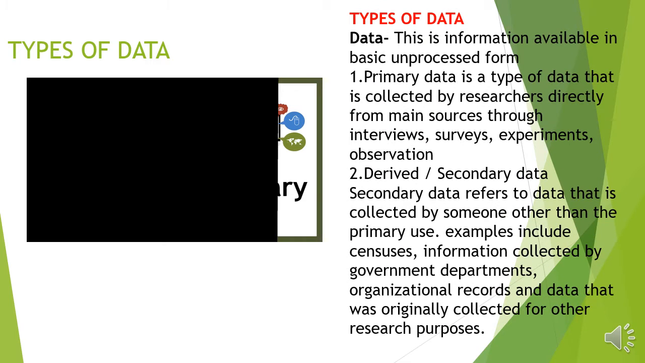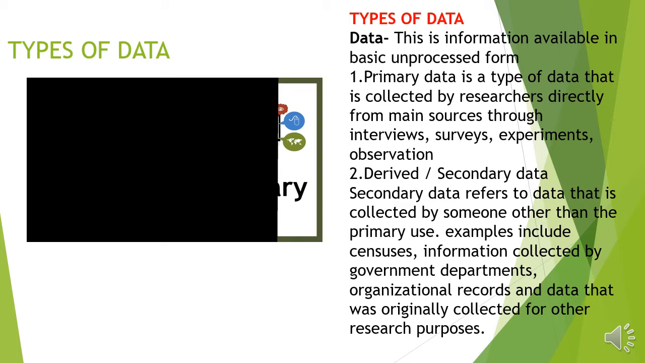Types of data collection. Data is defined as information available in basic and unprocessed form. We have two types of data. The first one is primary data. This is data that is collected by the researchers directly from the main source through interviews, surveys, experiments, and observation.